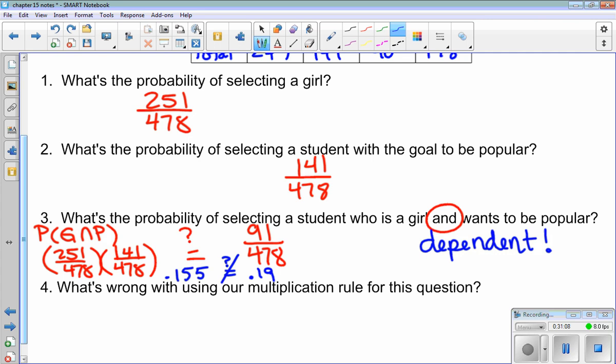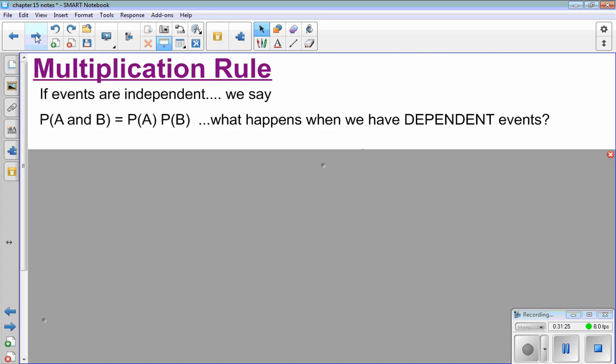Oh, I just answered. What's wrong with using our multiplication rule for this question? Because they're dependent, you can't. So we just kind of said, answer it. Fair enough? So, let's talk about the multiplication rule for dependent events. If events are independent, we could just say that the probability of A and B is A times B. Would you agree with that? At least that's what we've set up to this point.